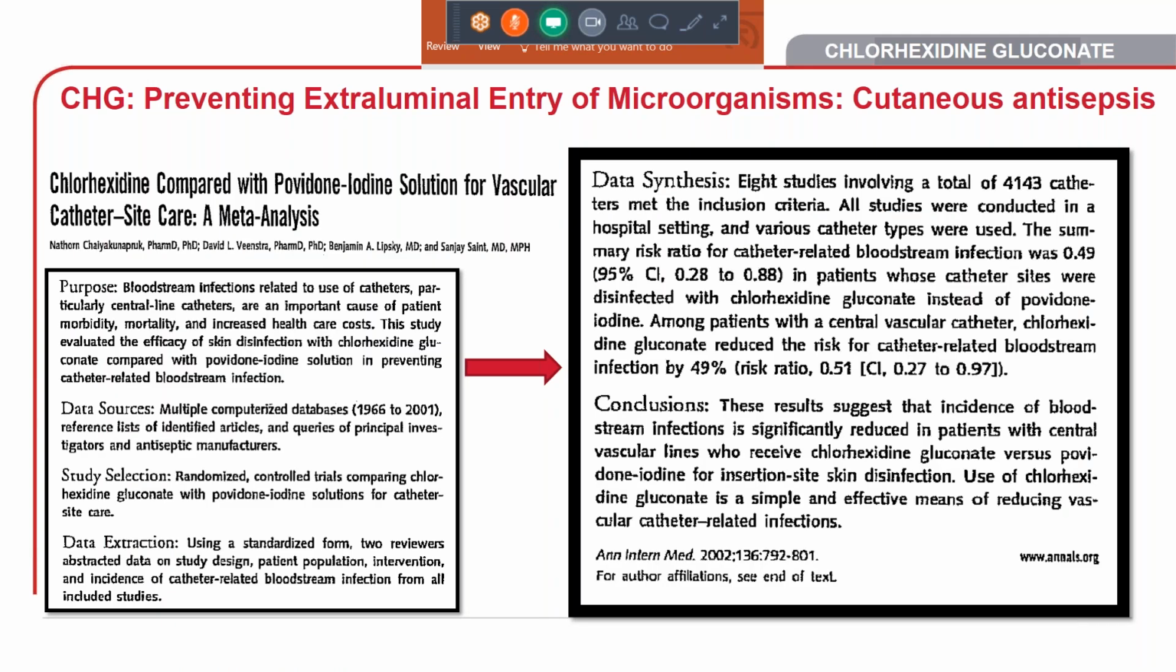Another paper compared chlorhexidine to povidone iodine solution for vascular catheter site care. Again, you see here, and this is the paper that was cited earlier, that among patients with a central venous catheter, chlorhexidine gluconate reduced the risk for CLABSI by 49%. So this was further substantiation of the superiority of chlorhexidine to povidone iodine for skin antisepsis.